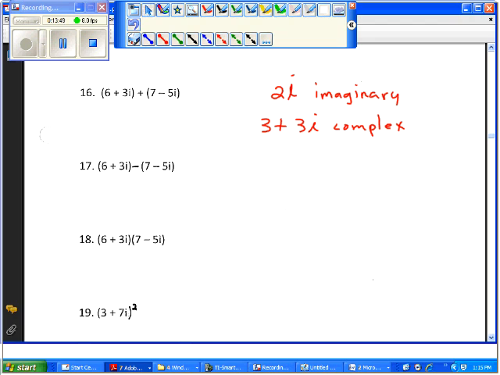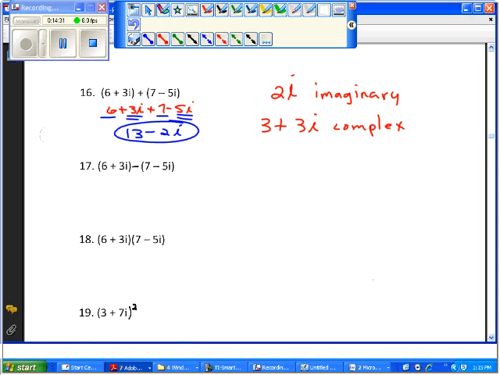All right, now, when we add, we could just drop the parentheses, correct? And then do what? Combine like terms. 6 plus 7 is 13. 3i minus 5i is negative 2i. So when it was addition there, we could just drop our parentheses and combine like terms. Any questions on number 16?